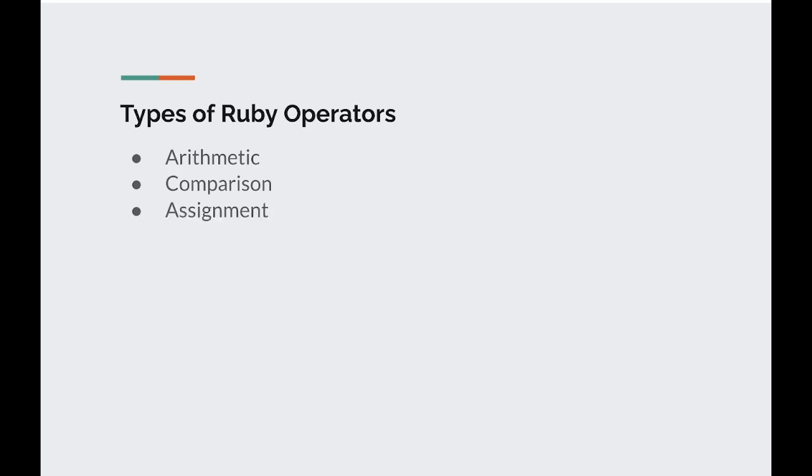Next type is assignment. With the help of assignment operators, we can assign values to the variable. In assignment, we have a special type, parallel. With the help of parallel assignment operator, we can assign values to multiple variables in a single expression, or we can say on a single line of code.